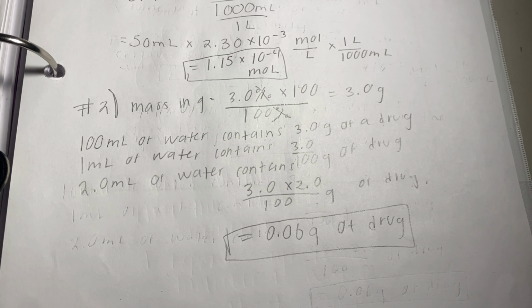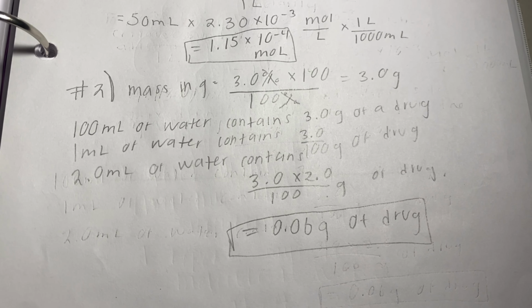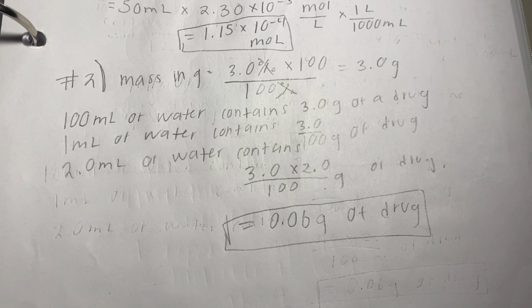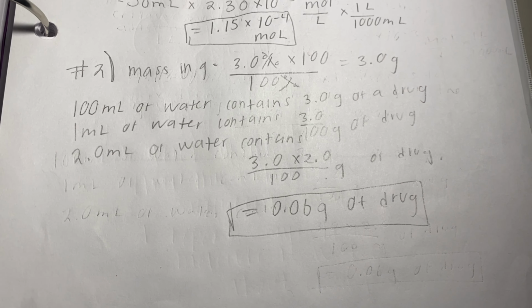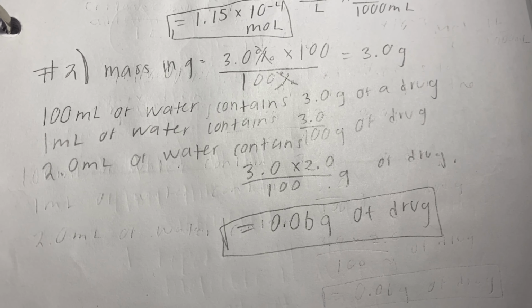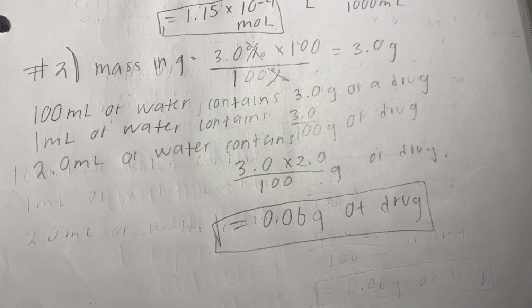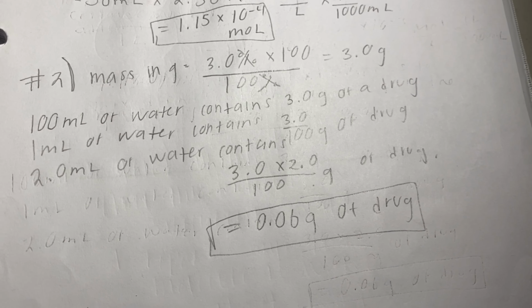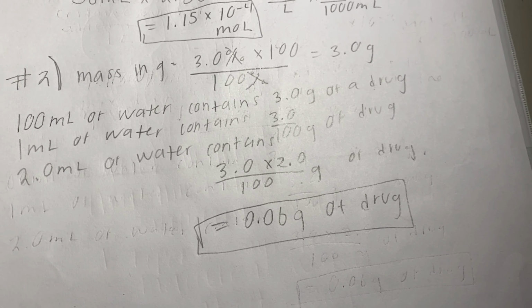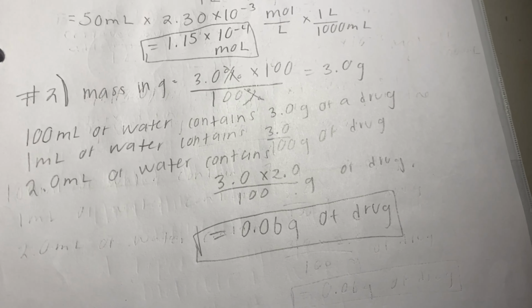So for number 2, it says calculate how many milligrams of the drug are contained in 2.0 milliliters of a 3.0% solution. So this is what I did. I substituted 3.0 to find the mass in grams of the drug dissolved in 100 milliliters of water. And this is how I got the grams of the drug.